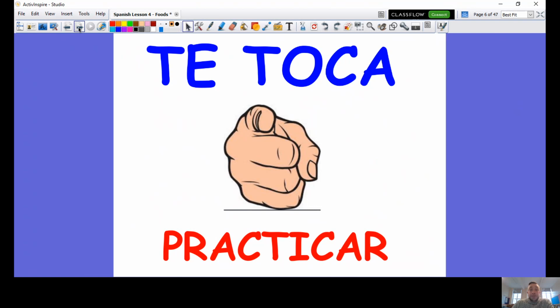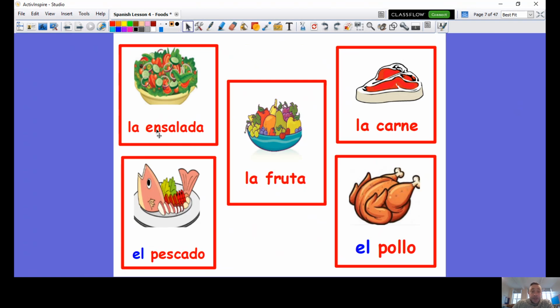Estupendo. Let's see what you got. Here we go. Hopefully you were right. This food here, la ensalada, was salad. This food here, la fruta, was fruit. Very similar, aren't they? Salad, ensalada, fruit, fruta. Over here we had la carne, which was meat. If you know carnivore, that may have helped you. Down here we had el pescado, which is fish. And if any of you are a pescatarian, you probably got that one. And down here we have el pollo, which is chicken. And that word is very, very different to the English.